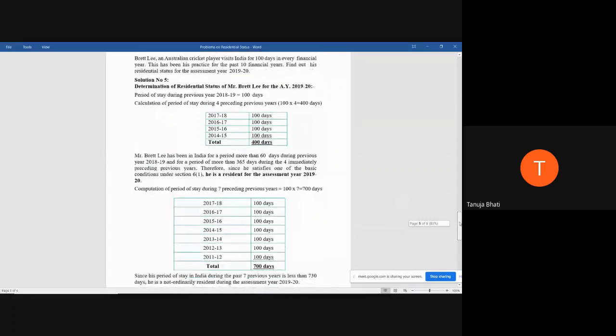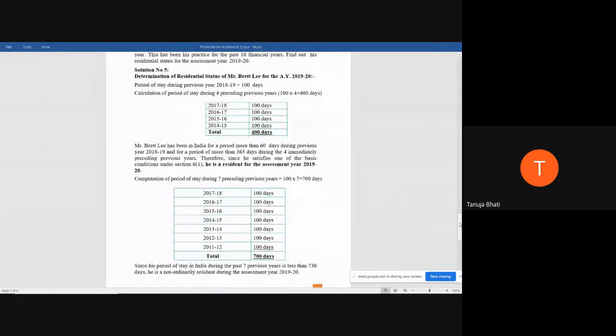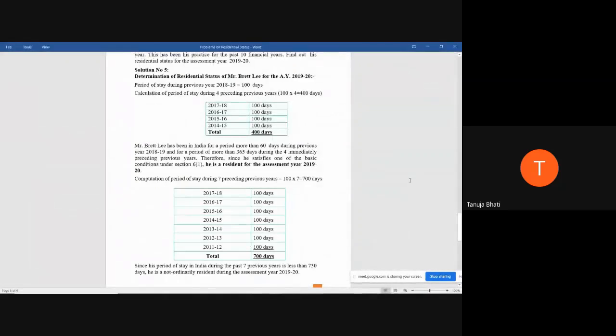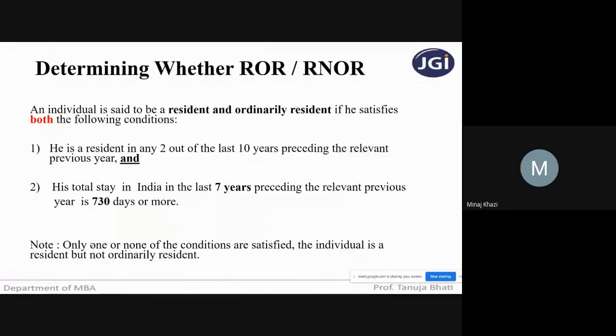Now, is he a resident or not? He should be a resident in any 2 years out of 10 years preceding the relevant previous year. What do you mean by resident? Resident means one basic condition should get fulfilled to become resident in any 2 years. Out of that 10 years, in any 2 years, he should be a resident. So is that condition getting fulfilled? Obviously, no.